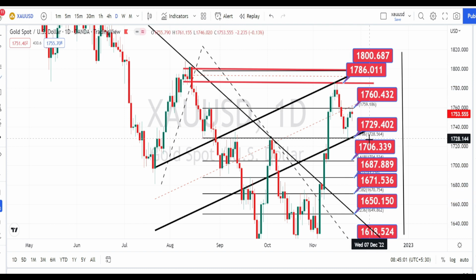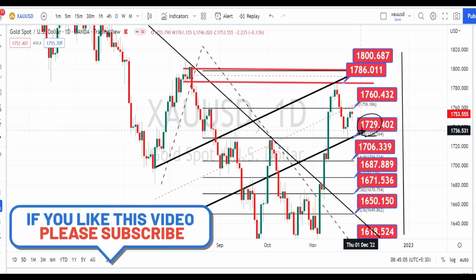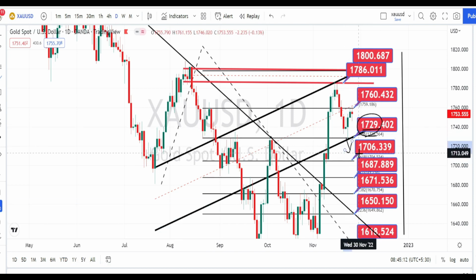and I would recommend you to wait for the price action to break this support level of 1729 in order to freshly enter into the bearish side trade, and next level of support is going to be around 1706, 1787, 1771, 1750 and 1618.